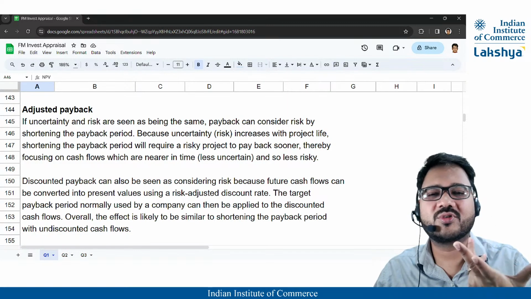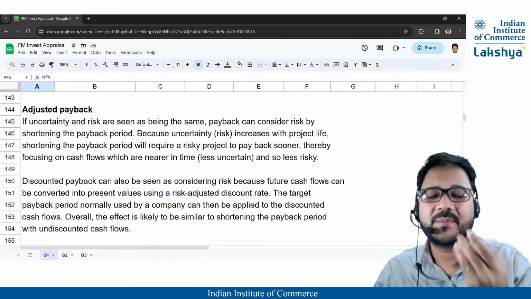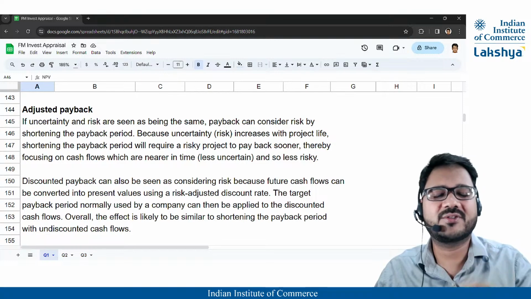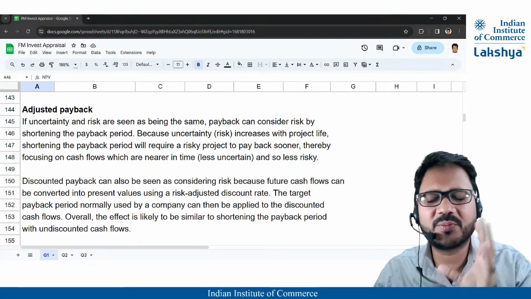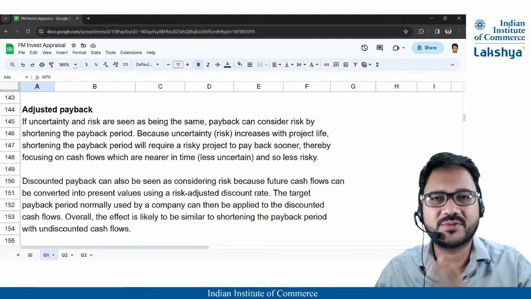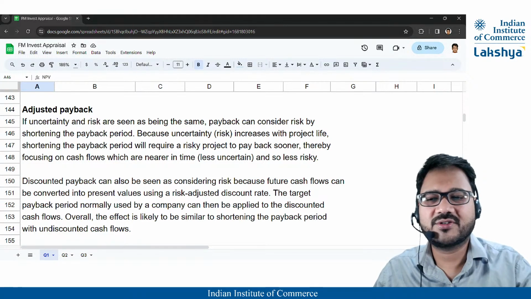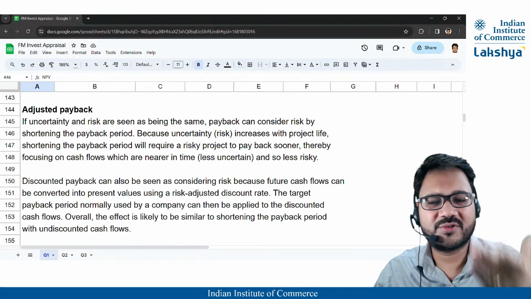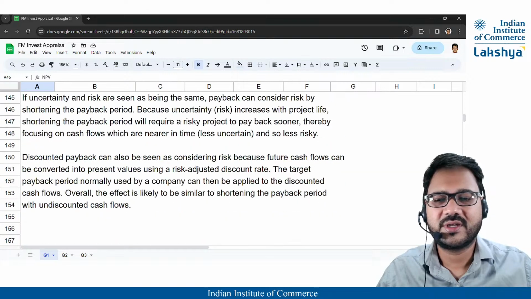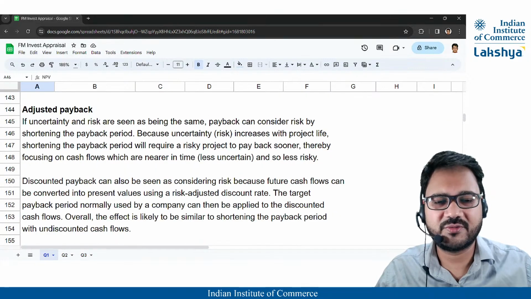After 30 years, who knows what can happen? But at least in the next 3 years, I know that there's a very low probability that the business will shut down. Okay, so that is adjusted payback period. You can read through it. And yeah, with this, we are done with question one.